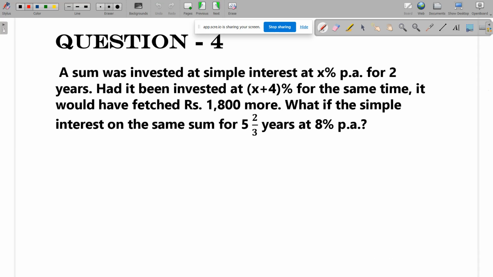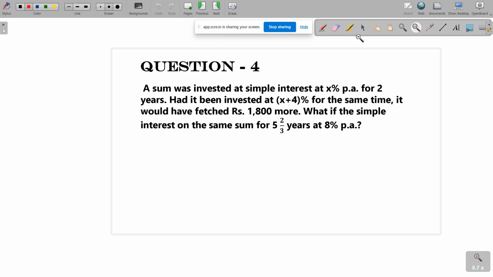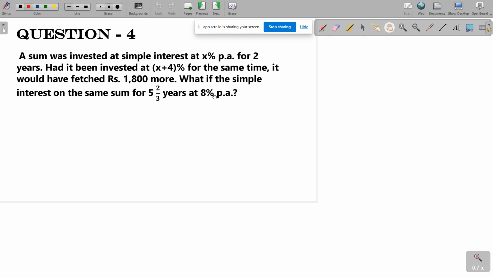Okay, last question. Let us complete this. Question number 4. It is from the simple interest chapter. Okay, it says a sum was invested. We are not given this sum. What was the amount? We are not given. Let the sum be S.